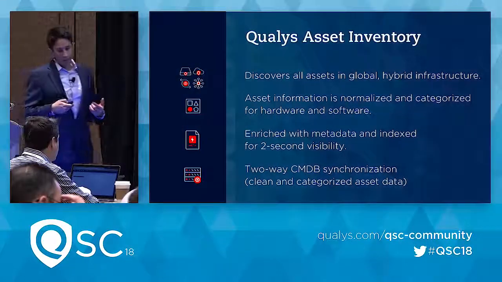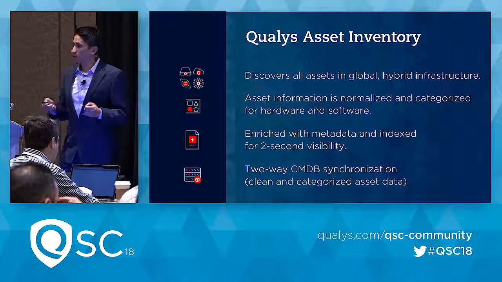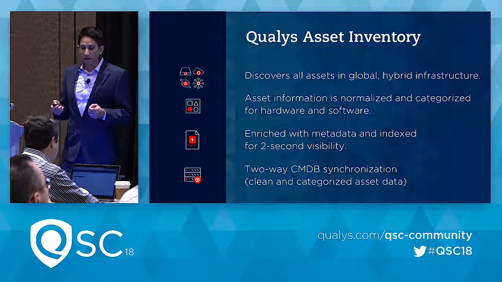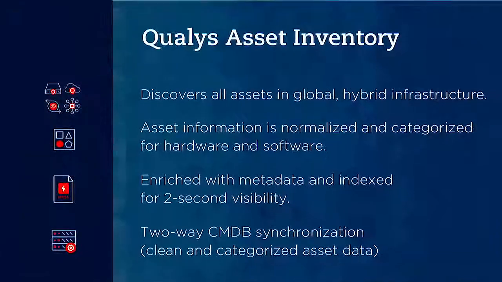So after we collect data today with all of our different sensors, the asset information is normalized, which means I have a single name for Microsoft. I have a single name for Oracle. I have a single name for Office. So that means it's normalized. And then it's structured in a hierarchical category, and then categorized for hardware and software.